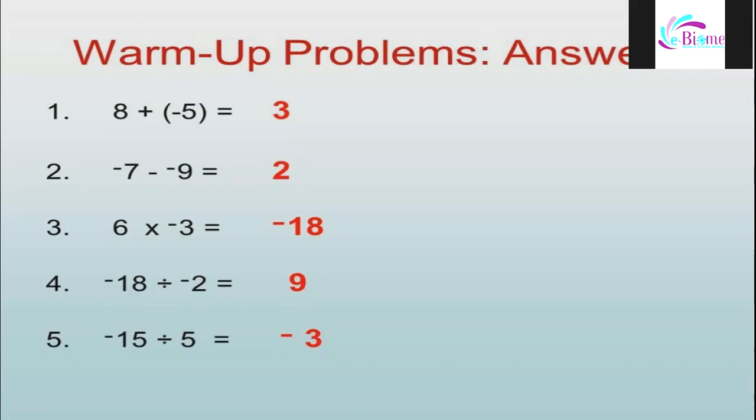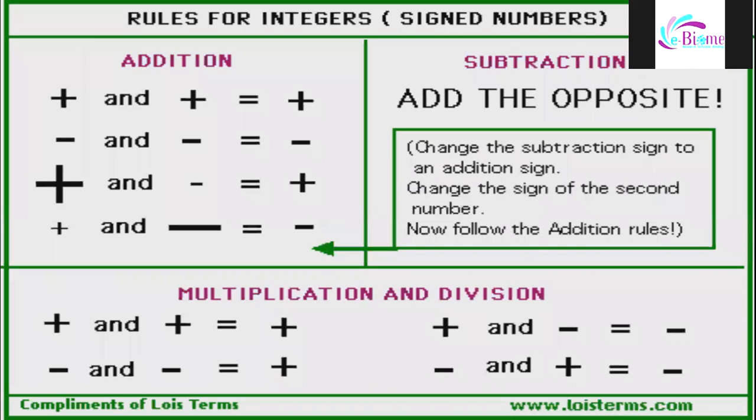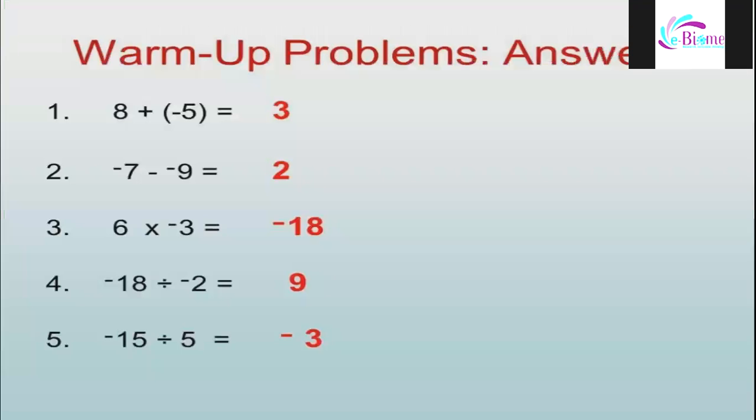So we say we have negative 18 and we divide it by negative 2 and it's equal to negative 9. So going back to the rules, we see that it says multiplication and division. If we divide a negative by a negative, the result is a positive. And here we have a negative 18. We divide it by a negative 2, so we get a positive 9. Everyone clear so far?